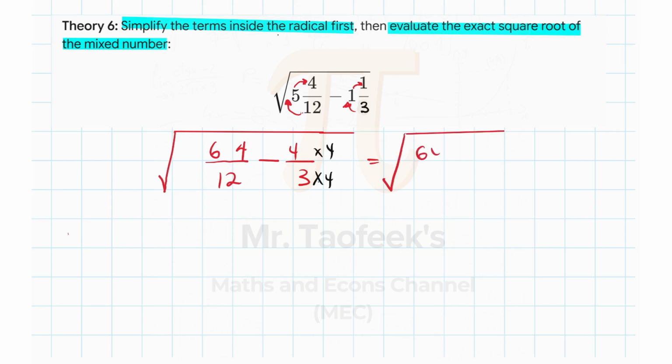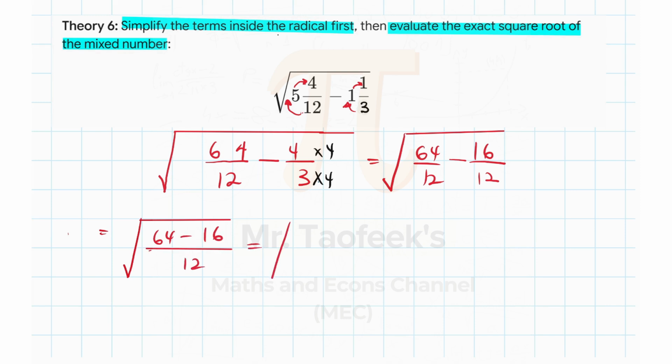So therefore, we have 64 divided by 12. Take away 4 times 4 in the numerator, that's 16. And 3 times 4 in the denominator, that's going to be 12. And therefore, we're going to have 64. So the denominator is going to become 1 because they are the same. Just write the denominator and take away the numerator. So we're going to have a denominator of 12. And then the numerator is 64, take away 16.